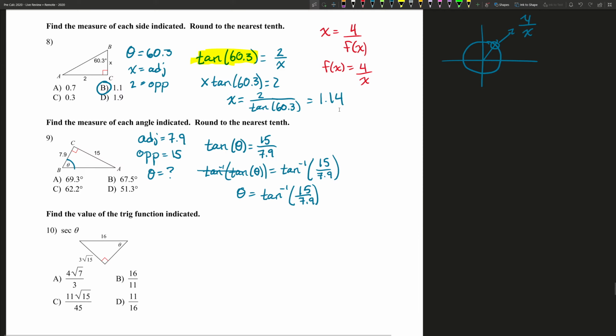And that doesn't look like any of our answers. That would be something that would show up on the ACT though. Solve for theta. This would be an option. But we have a bunch of decimals here. So in order to do this on a graphing calculator, you would hit second tangent, and then you would plug in 15 divided by 7.9, and we'd get 62.23. So 62.2. So C is our answer.